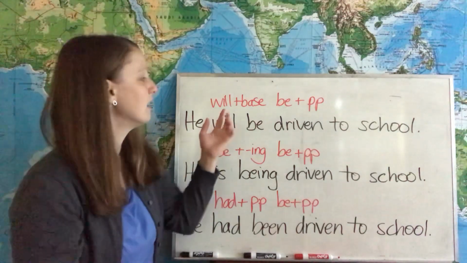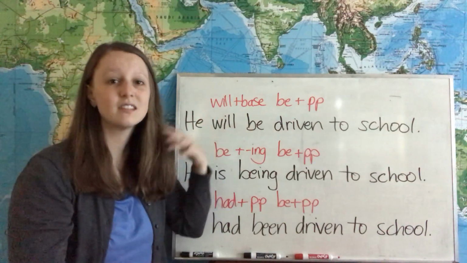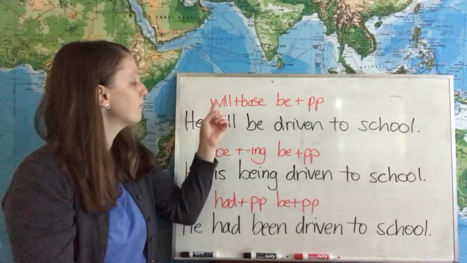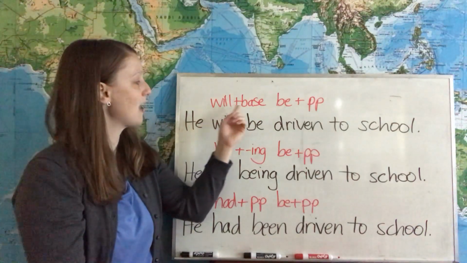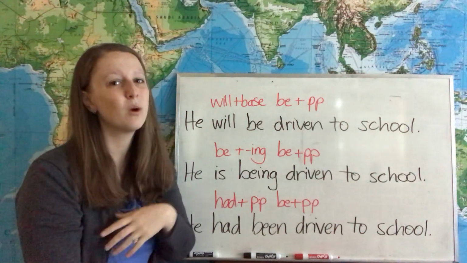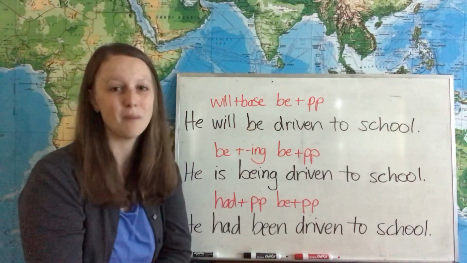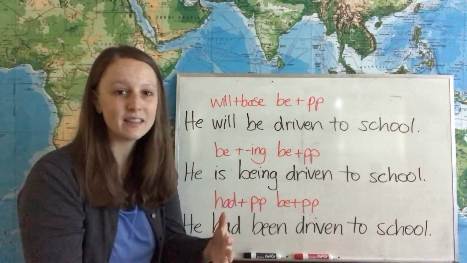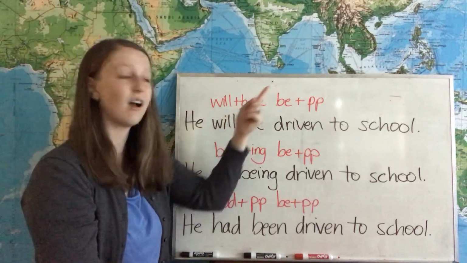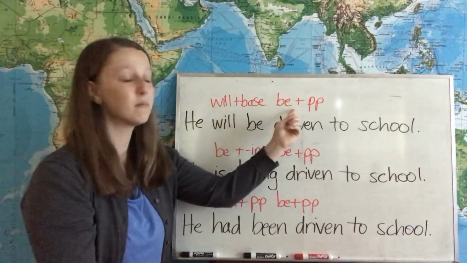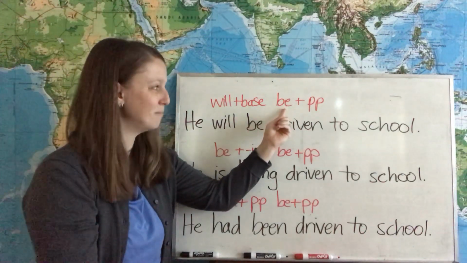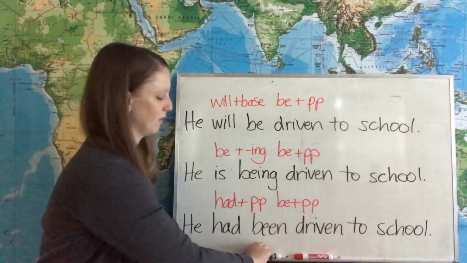Our first one is for the simple future. We talk about actions that are going to happen in the future. We form these verbs with will and the base form of the verb. For example, his mom will drive him tomorrow. Now, how do we make this passive? We have to take our will and base form of our verb, and put it together with the form of the passive, which is always be and past participle.